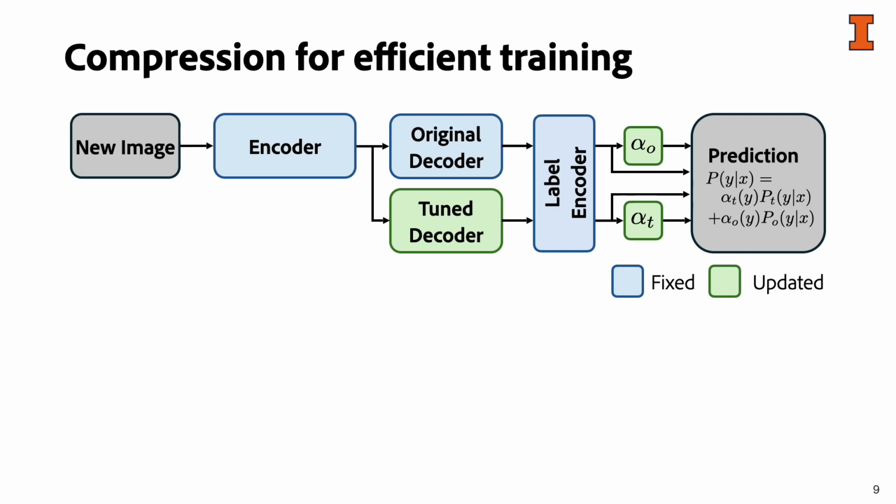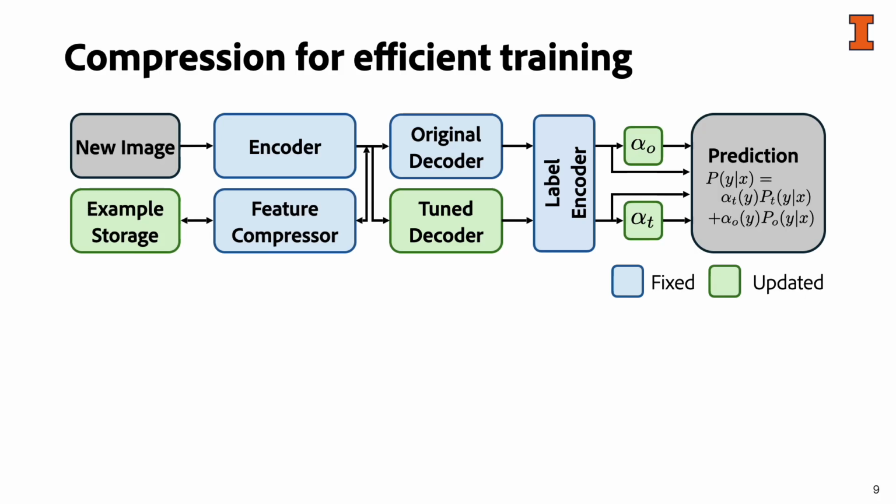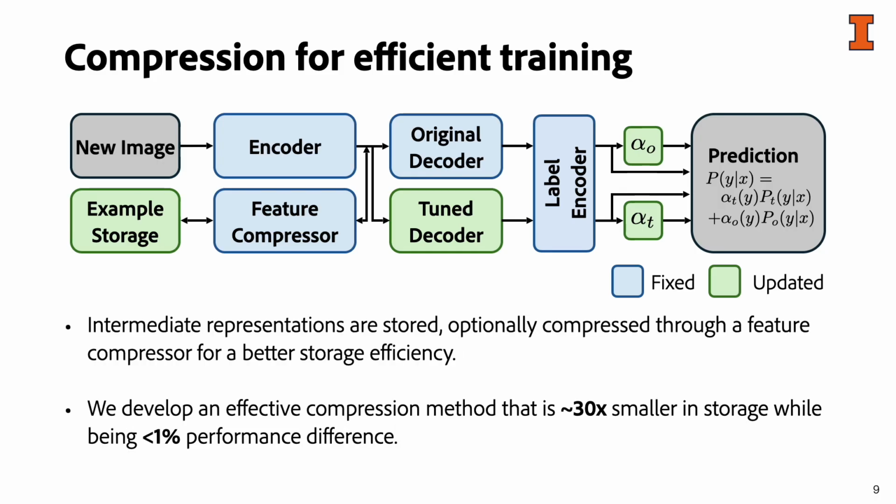As we adopt data replay, for faster training, we can store the intermediate representations produced by the encoder to expedite training when sampling old data. To further improve the storage efficiency when data scales increase, we developed a compression method based on PCA and weighting different patch tokens according to the CLS token. This method reduces storage by about 30 times while showing less than 1% performance difference.